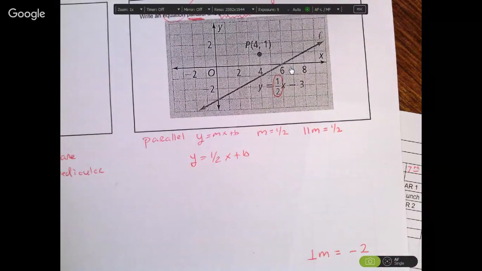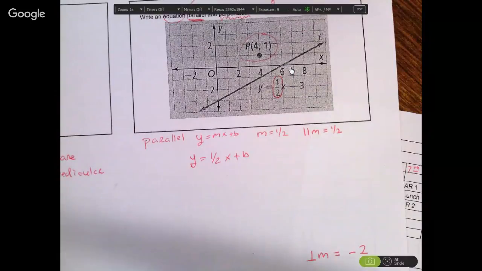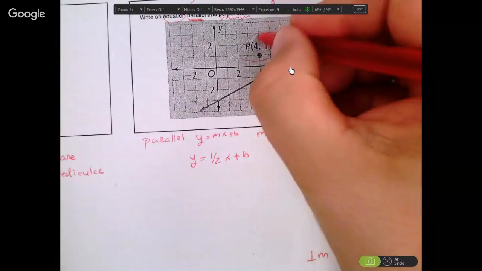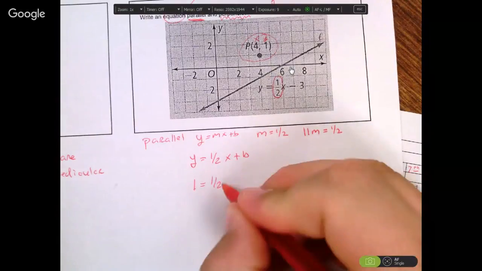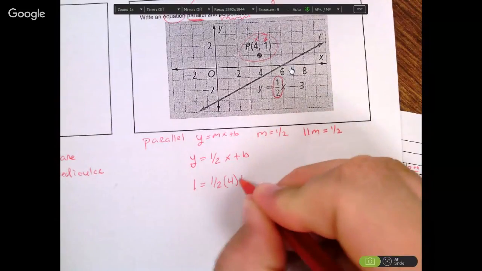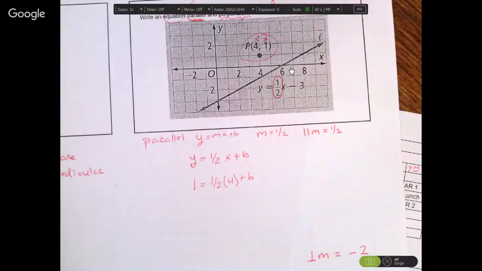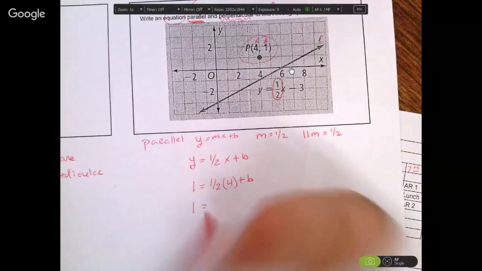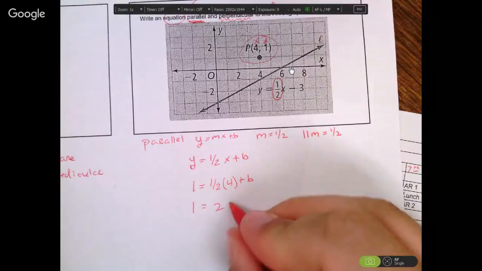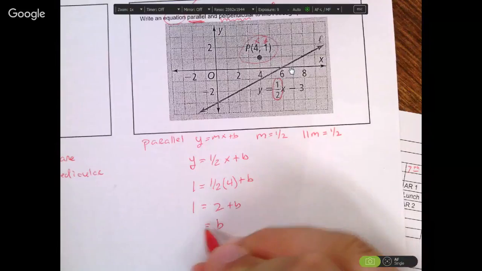So what I'm going to do is pick a point. Well, they gave us the point to work with. If I plug that point in, this is my x, this is my y. So I say 1 equals 1/2 of 4 plus b. Now I know everything in this equation except what b is. So 1 equals 2 plus b, or b equals -1.